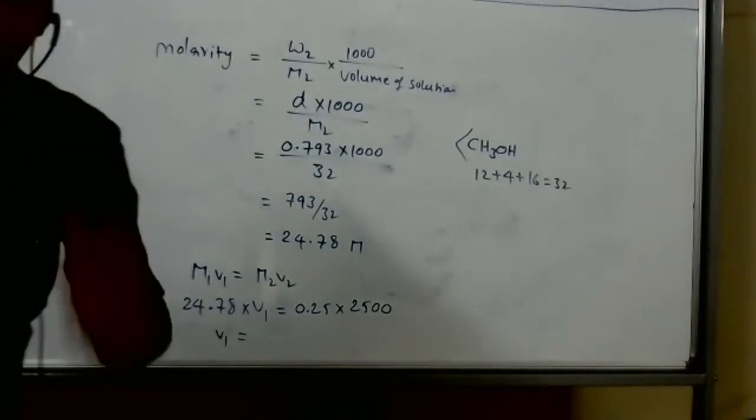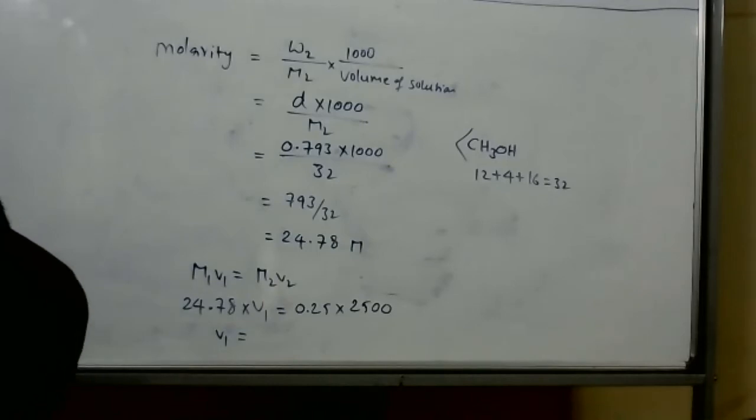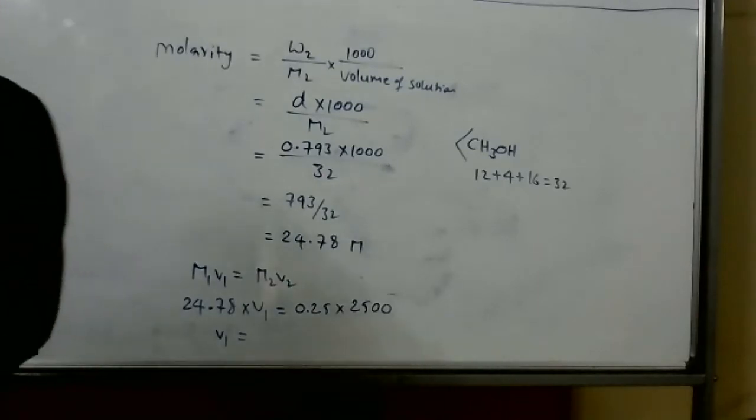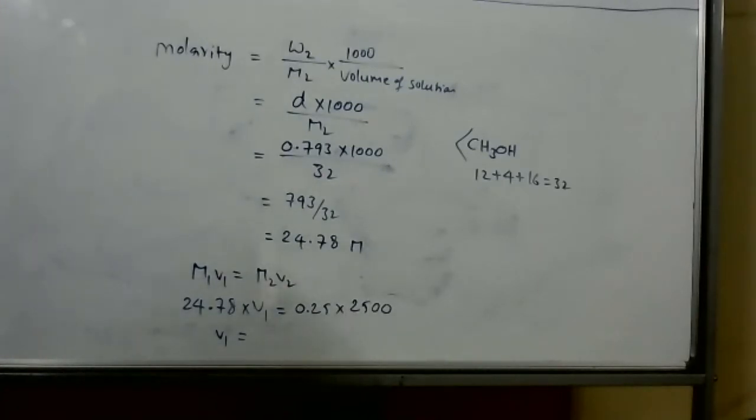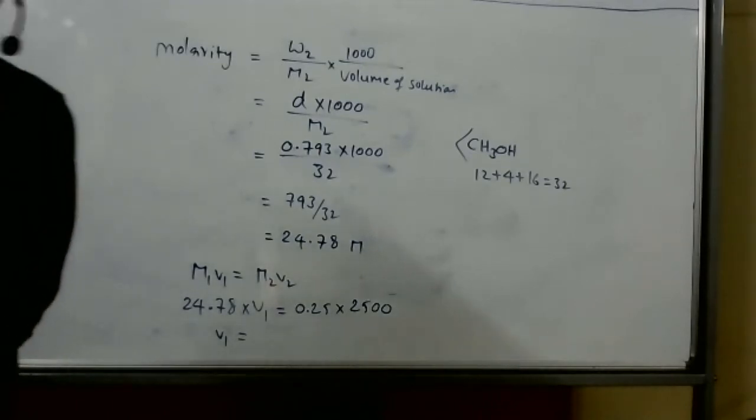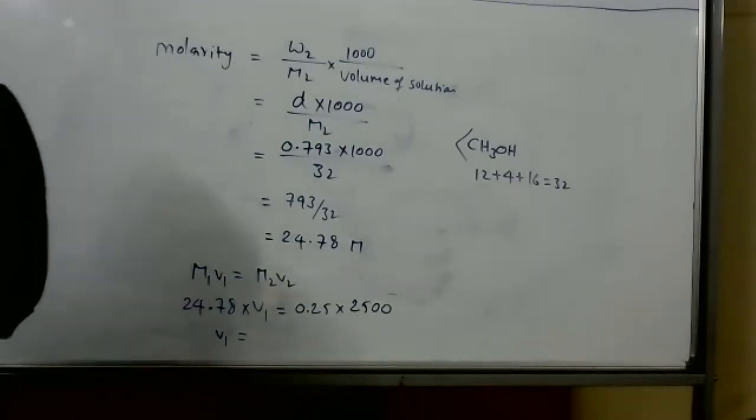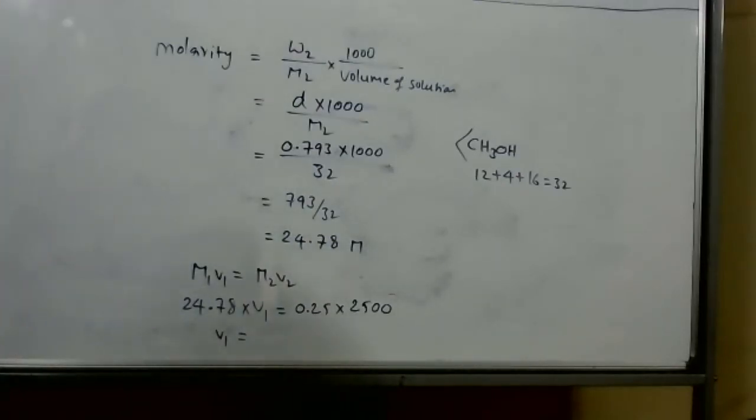Okay, next. Keshav, read question number 37. A sample of drinking water was found to be severely contaminated with chloroform, CHCl3, supposed to be carcinogenic. Carcinogenic means causing cancer. The level of contamination was 15 ppm. Determine the molarity of chloroform in the water sample.